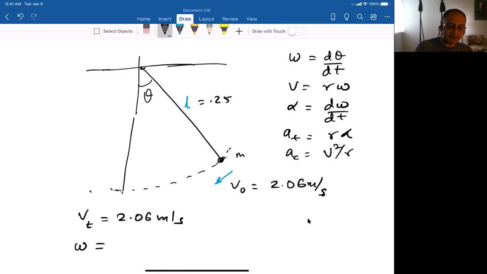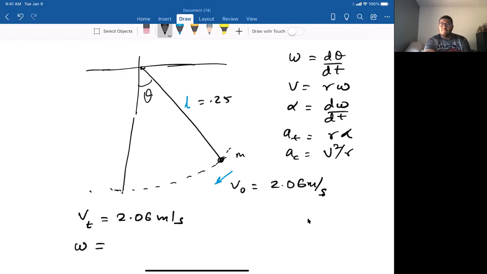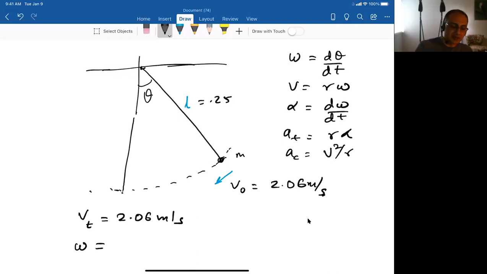So is there any way I can find omega? Yes, you can use velocity is equal to your radius times omega. Yeah, v is equal to r omega. So omega would just be this v tangential divided by the length, which is the radius. That makes sense? The second part of the problem is saying, find the centripetal acceleration.